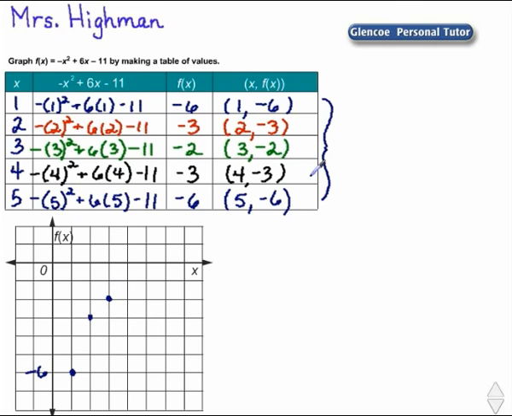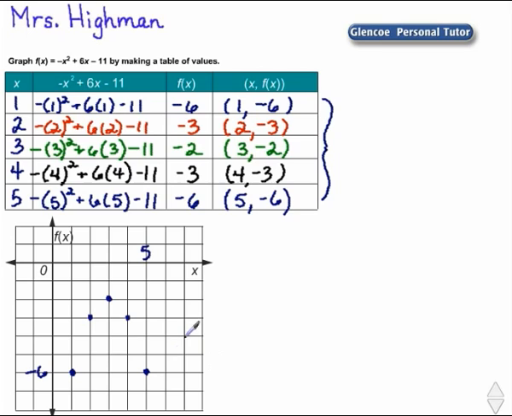Our next ordered pair is 4, negative 3. So 1, 2, 3, 4 to the right and down 3. 1, 2, 3. And our last point is going to be 5, negative 6. So 1, 2, 3, 4, 5. And then down 6 would be right here.